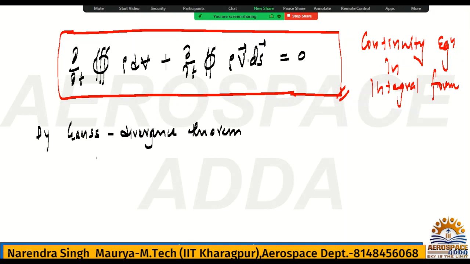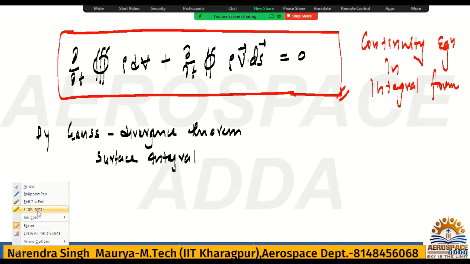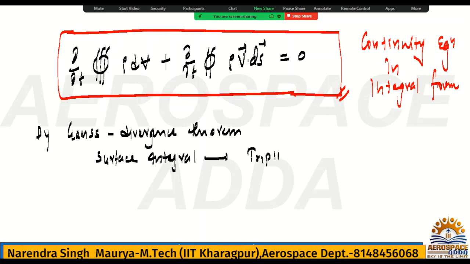Theorem, it is the theorem to convert a surface integral into a triple integral, or you can say into a volume integral. Okay, this is one theorem in mathematics. How to convert this?